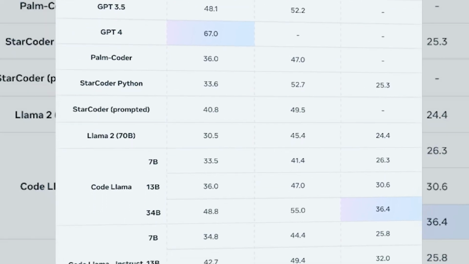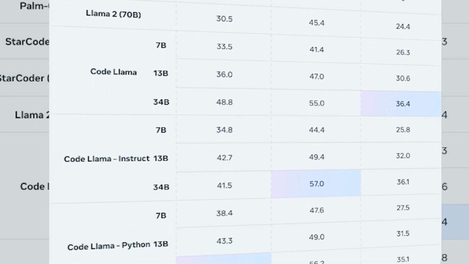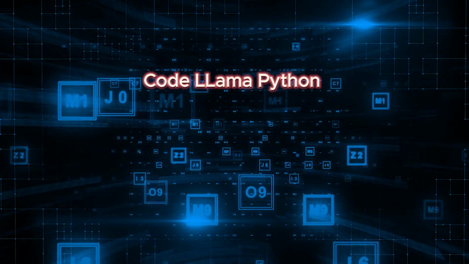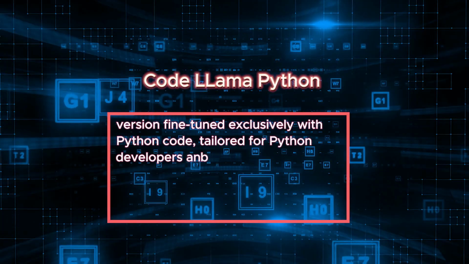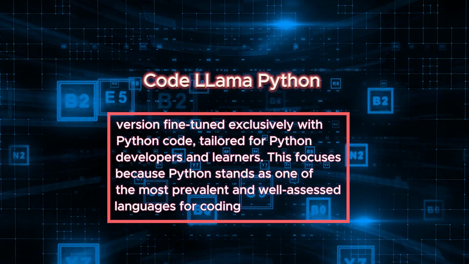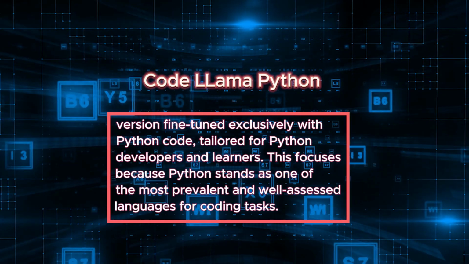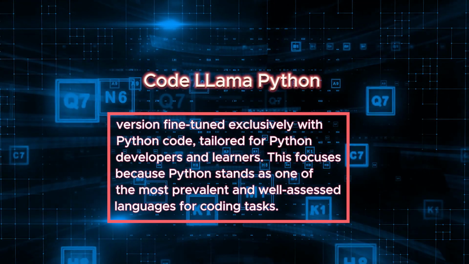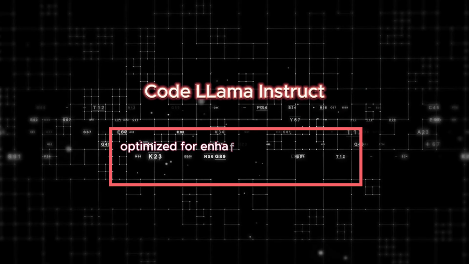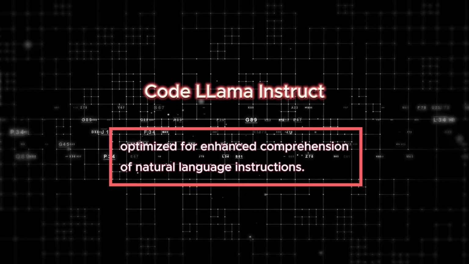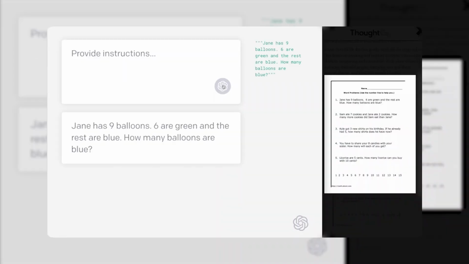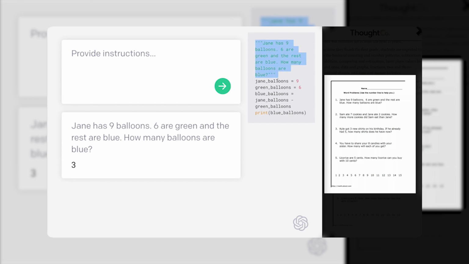Additionally, Meta has developed two extra iterations of Code Llama: Code Llama Python and Code Llama Instruct. Code Llama Python is a version fine-tuned exclusively with Python code, tailored for Python developers and learners. This focus is because Python stands as one of the most prevalent and well-assessed languages for coding tasks. Meanwhile, Code Llama Instruct is optimized for enhanced comprehension of natural language instructions. This means that when you present a task in simple terms, the model can discern your intent and generate the appropriate code accordingly.